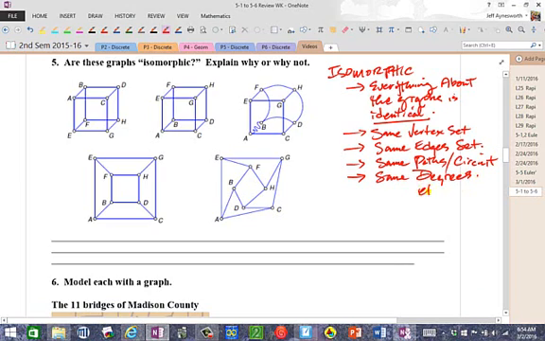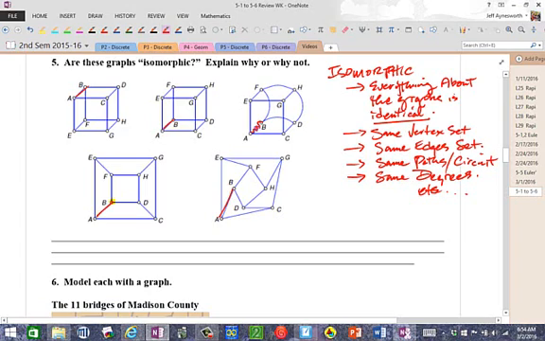So what you want to do is look at the edge sets. And if the edge sets are the same, well, they're going to be isomorphic, okay? So here on this one, I see edge AB. So edge AB exists here and exists here. And ooh, it exists right here. It exists here and exists here.